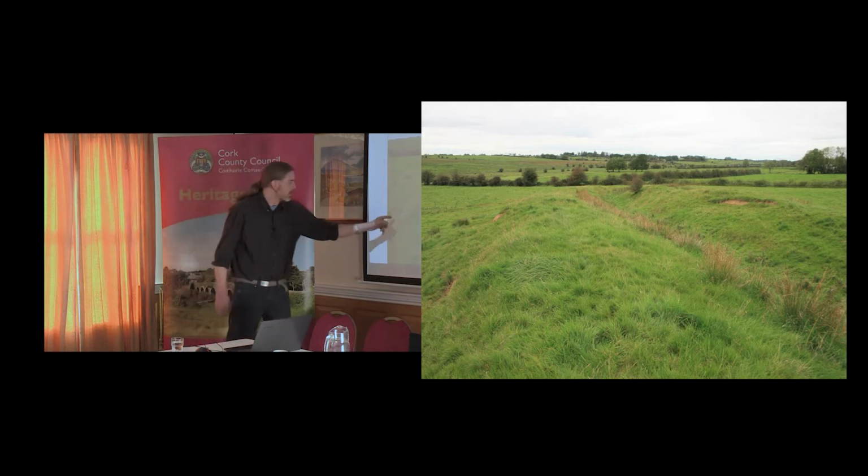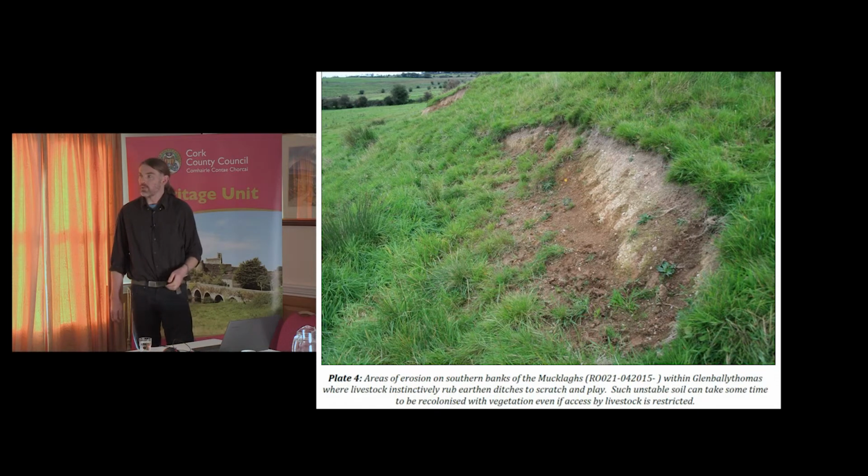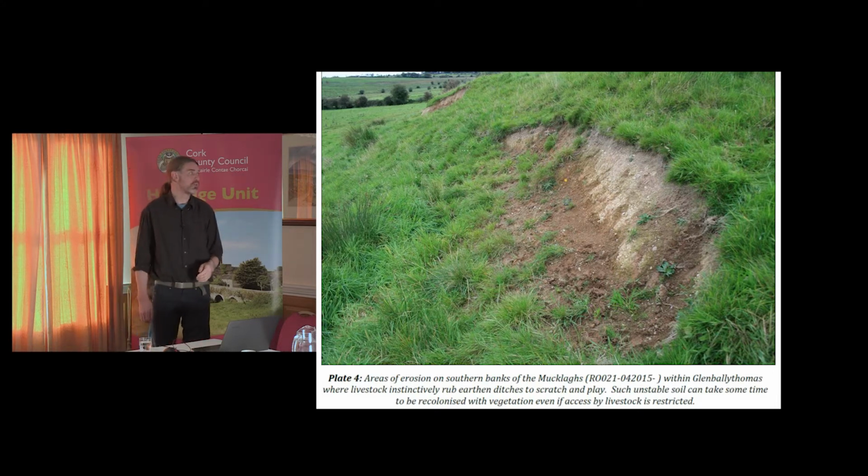And you can see these areas here of exposed earth where cattle instinctively will nose and rub at the earth, particularly on the south elevations of the feature, and that leads to erosion. And like most conservation, there's a question here: how do you go about preventing that? How do you go about dealing with it or remedying it? You have to consider that it is in an active agricultural zone.